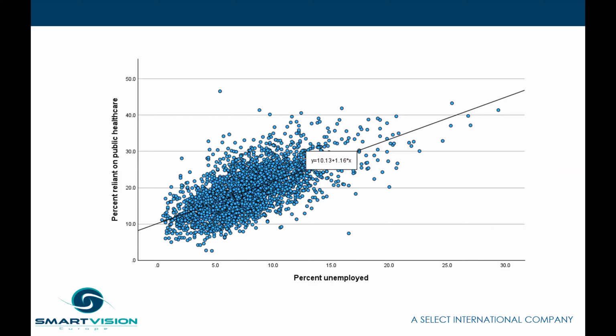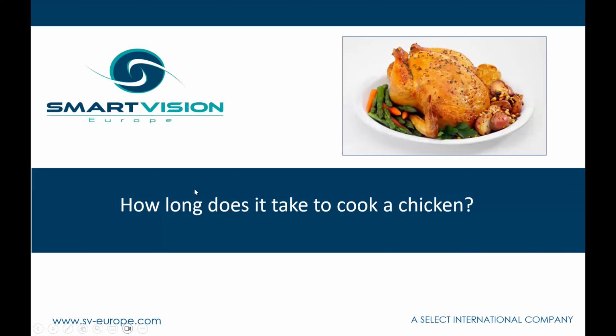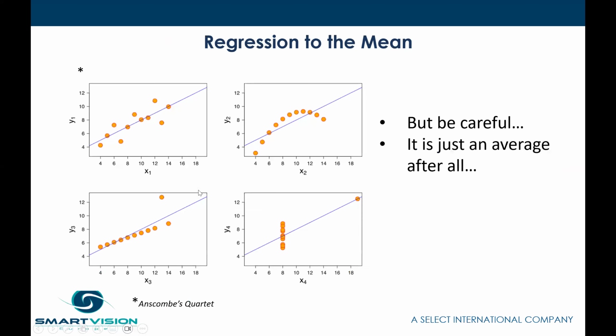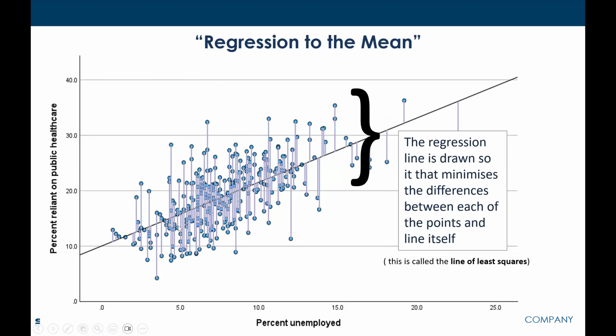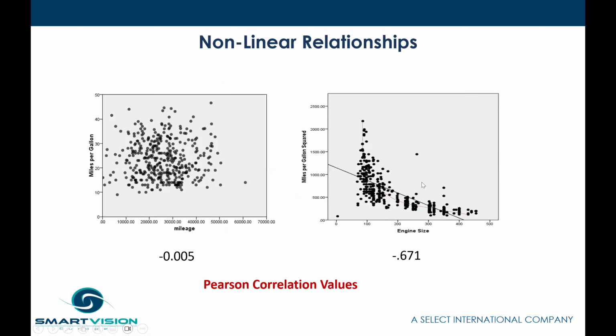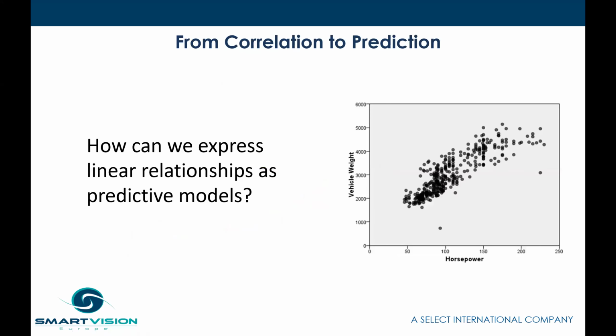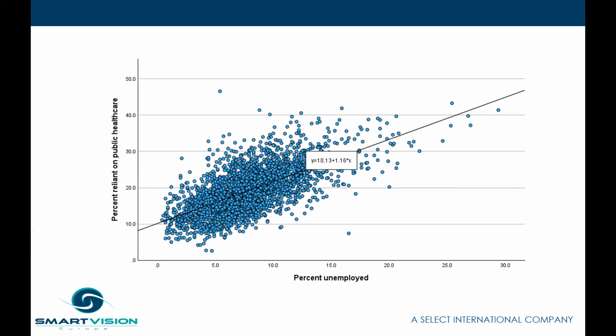Okay, so earlier on, we saw the scatter plot. You remember the scatter plot? There it is. It's percent unemployed against public health care, and each of these is a US county. You can see that, look there, here's our line of least squares drawn through that. If we then say, what's the formula for that same line? Well, here it is. It's y equals mx plus c, or y equals a plus bx.